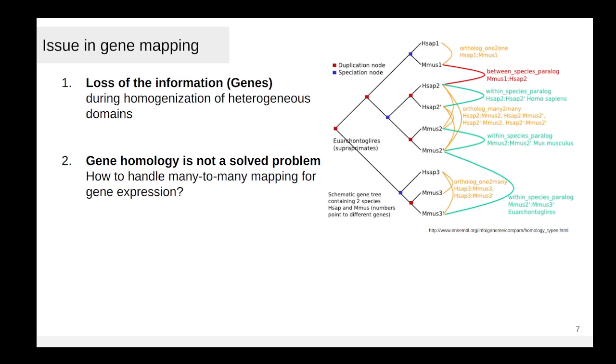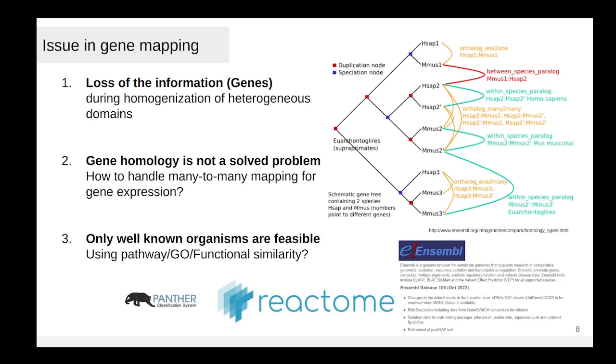And on top of that, gene homology is not a solved problem. There are still remaining issues about how we can handle many-to-many mapping of gene expressions. And furthermore, we can only use that information for well-known organisms. So we can use pathways, or gene ontology, or other functional similarity. However, that approach is possible only for a small subset of species.